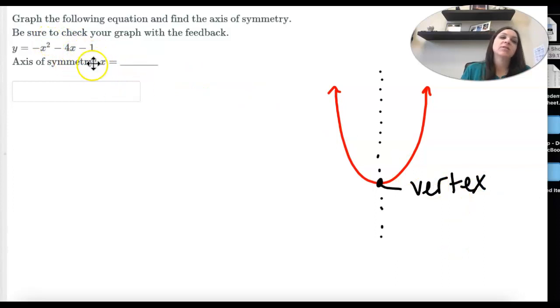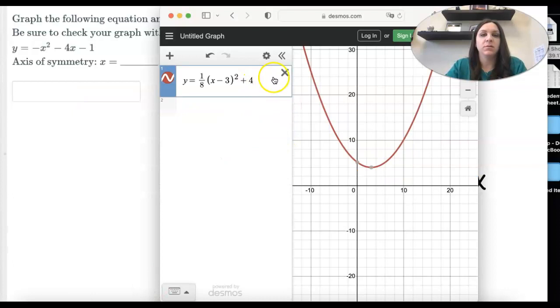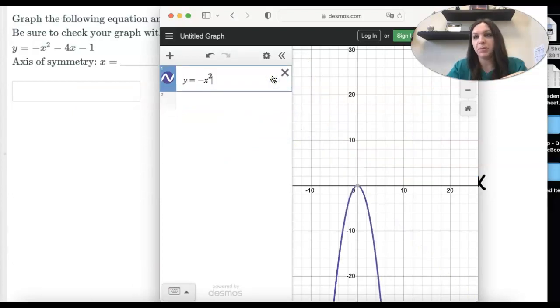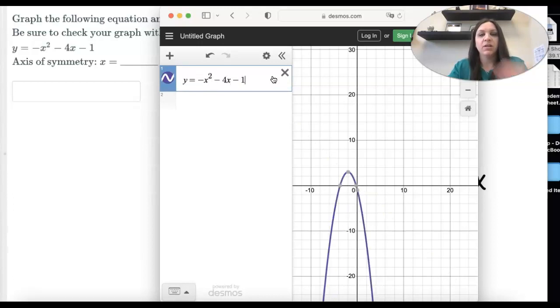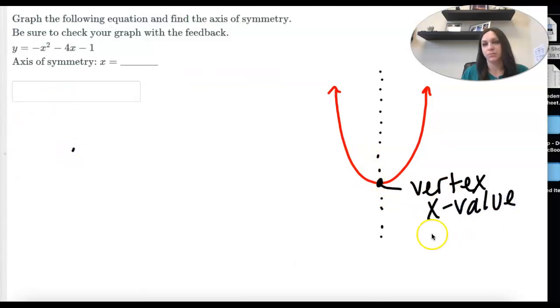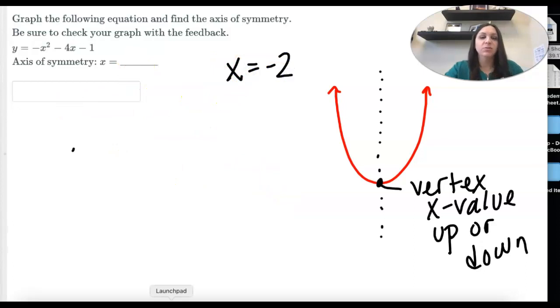So let's look at this graph. Y equals negative x squared. That's going to make it flip upside down when it starts with a negative. And we want to look at the vertex. Okay, so when it opens up or down, you look at the x value. If it opens right or left, you're going to look at the y value. So for us, the x value is negative 2.